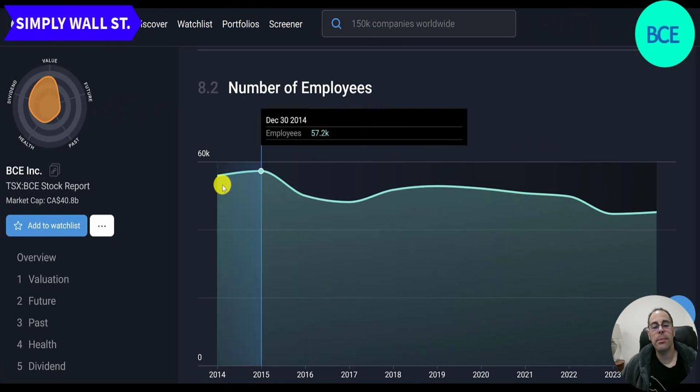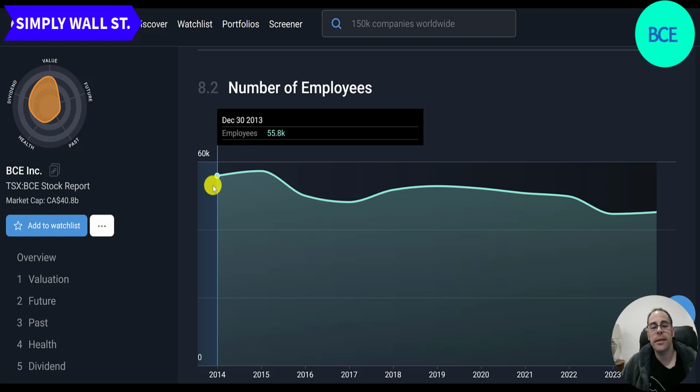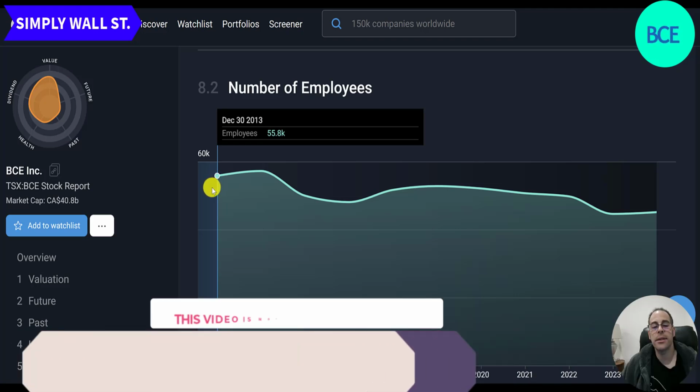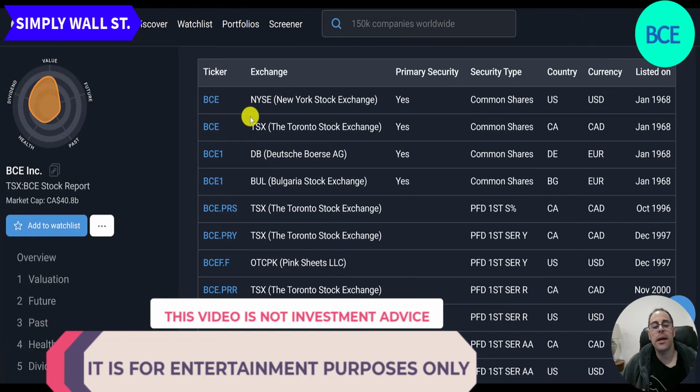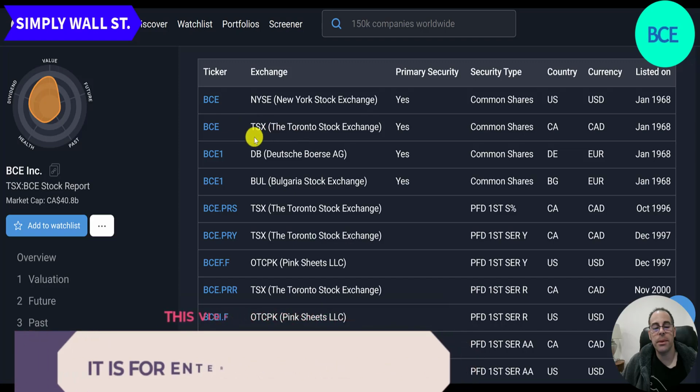They are cutting their employees, doing some cost cutting to save expenses. It was 56,000 in 2013. Now it's 45,000. Their ticker trades on the New York Stock Exchange, Toronto Stock Exchange, Deutsche Börse, and Bulgaria.